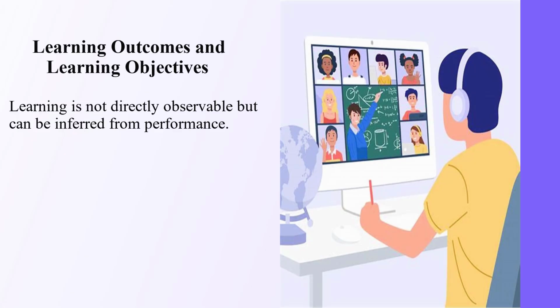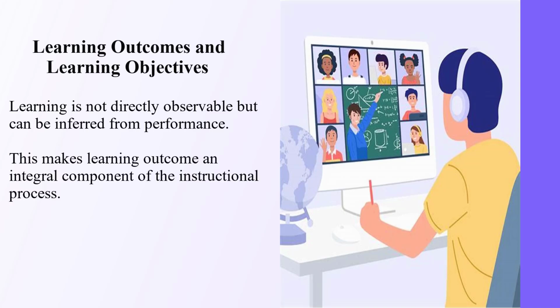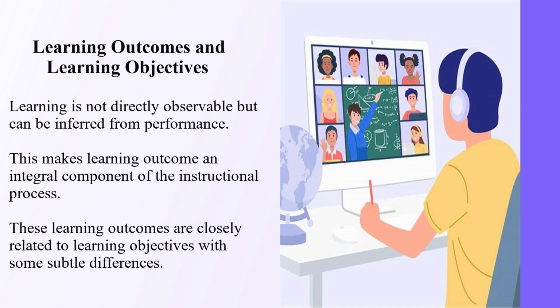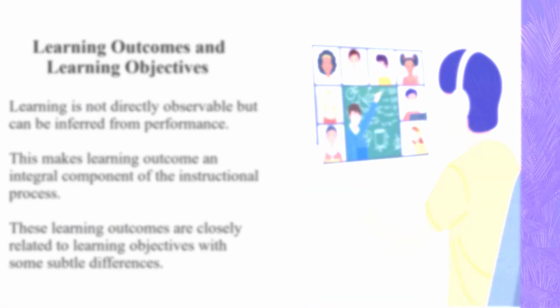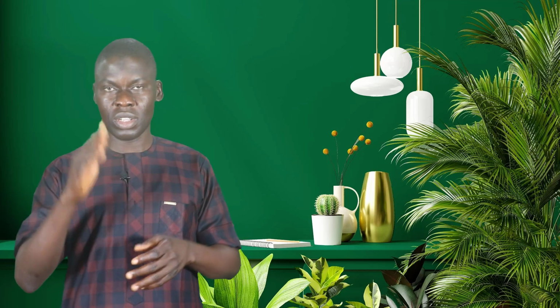Learning is not directly observable, but can be inferred from performance. This makes learning outcomes an integral component of the instructional process. These learning outcomes are closely related to learning objectives with some subtle differences. So let's look at the differences between learning objectives and learning outcomes.